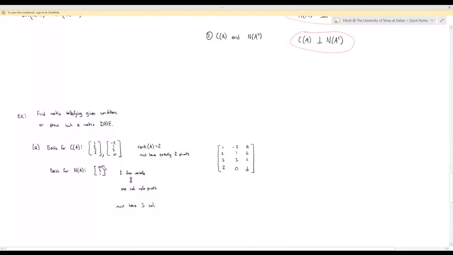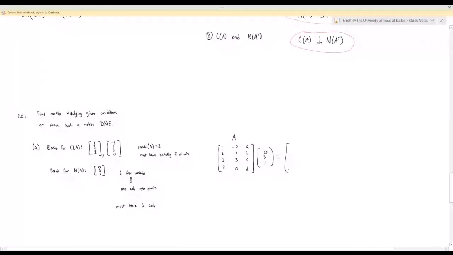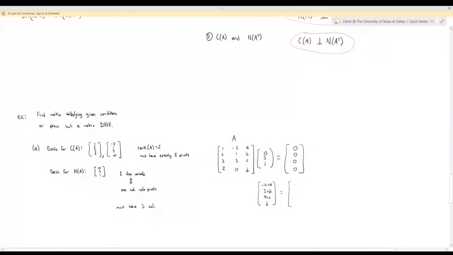And then lastly, I need this one vector to be in the null space. So that means A times this vector must be equal to 0. All right, so then if I do the multiplication real quick, you'll get 0 minus 6 plus A. You'll get 0 plus 3 plus B. 0 plus 9 plus C. And 0 plus 0 plus D. So that needs to be equal to 0.